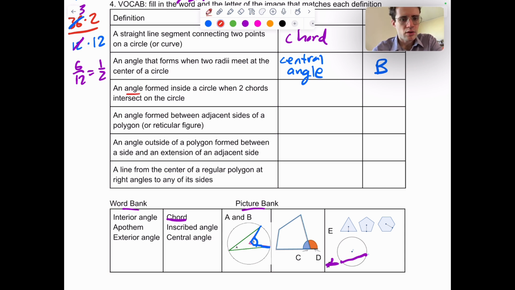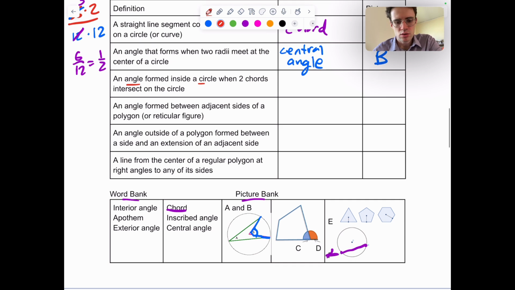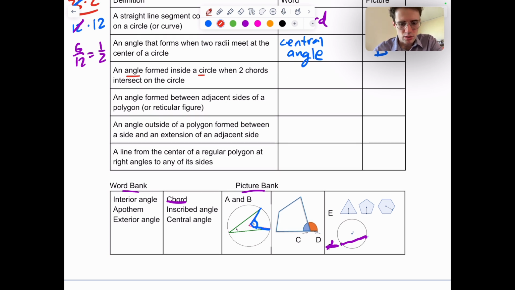And this one, an angle formed inside a circle when 2 chords intersect on the circle. Okay, so it's an angle inside the circle. Well, here's an angle inside the circle, and this is a chord, and this is a chord, right? They're intersecting. So that's A, and A looks like an inscribed angle. It's an angle that's fit all the way to the edge of a circle like that.